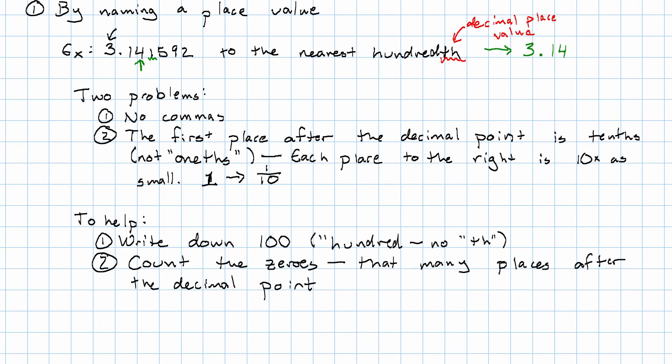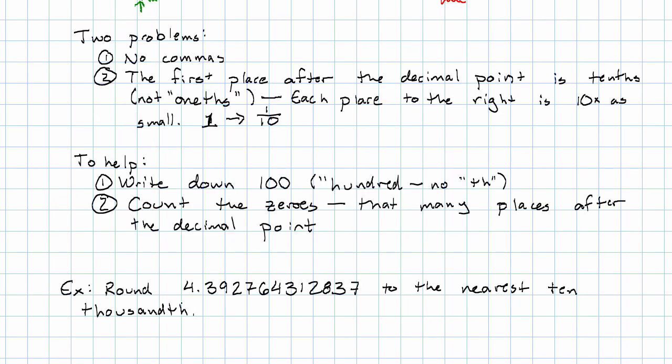Let's see one more example. One where we might actually need the help. Suppose we wanted to round this number, which I'm not going to pronounce, to the nearest 10,000th. Now I could find the 10,000ths place by just naming off the places, but that's going to be a mouthful, so I want to use my trick.